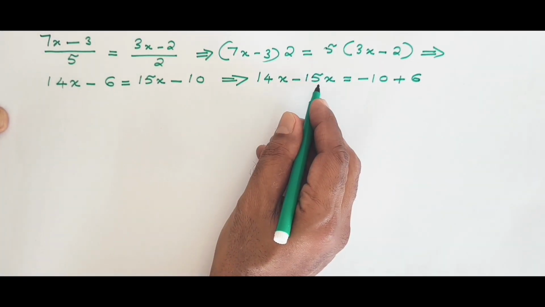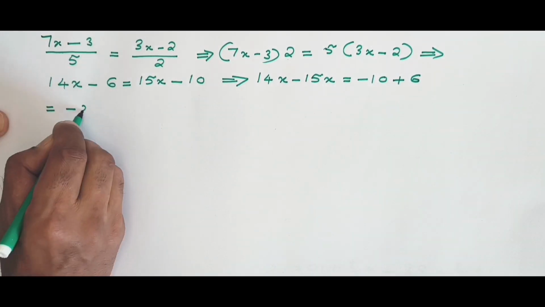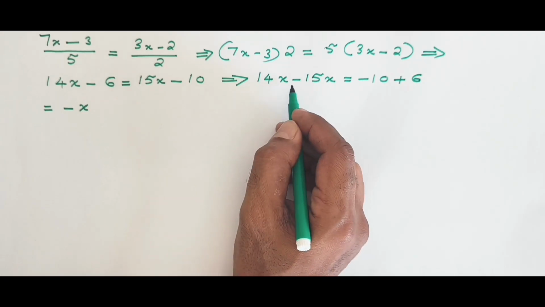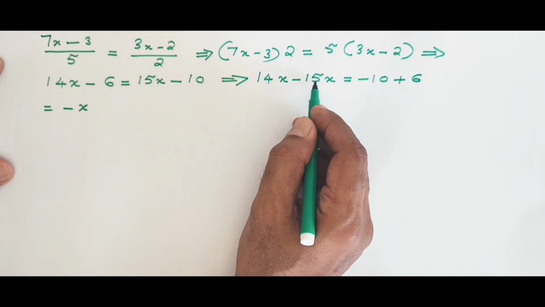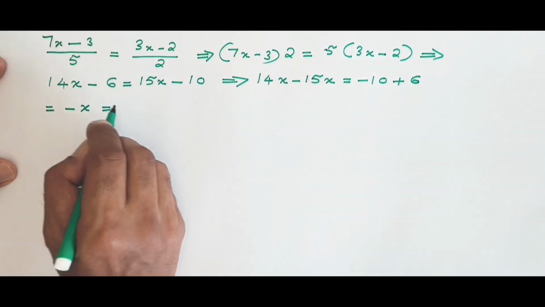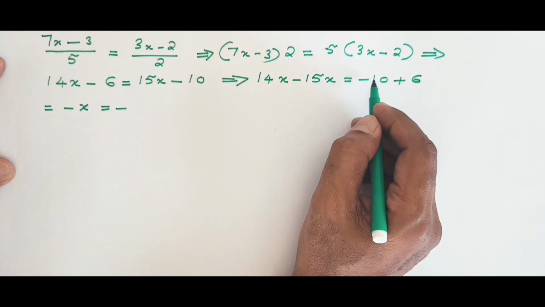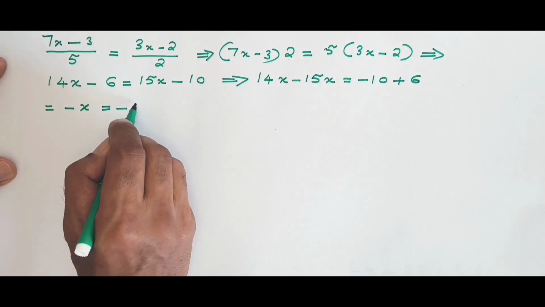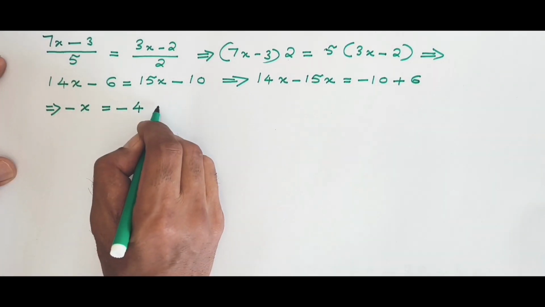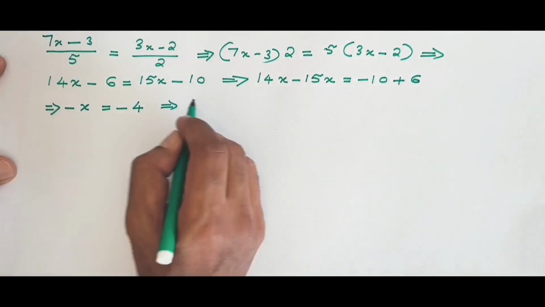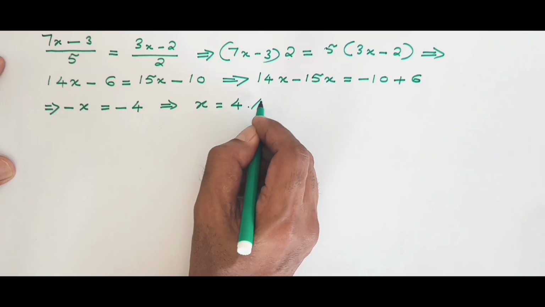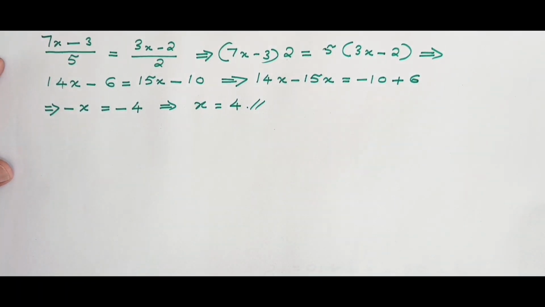Now 14x minus 15x. That will be minus x. See, the bigger number has minus sign. So we take the difference and put the negative sign of the bigger number. Similarly, on the right also, the bigger number has negative sign. So differing signs means take the difference, which is 4, 10 minus 6 is 4. So minus x equals minus 4. Minus on both sides, you can cancel it. You will have x equals 4. So this is the solution to this equation.